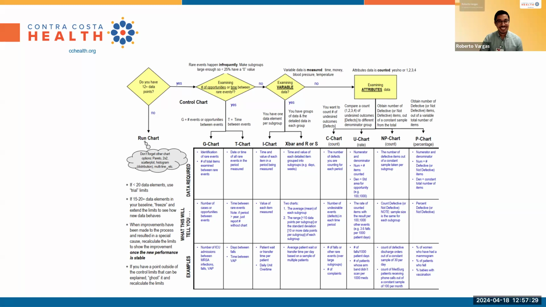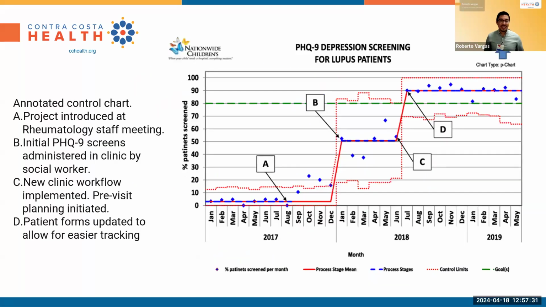All right, this is actually my last slide here. This is just to illustrate a chart that I liked. This comes from Nationwide Children's. This is around depression screening. This is an example of what I like to see in a control chart that is fully baked out. I see, of course, my upper control limits. I see my data points. I can see that they shifted the mean to demonstrate when certain events had occurred.